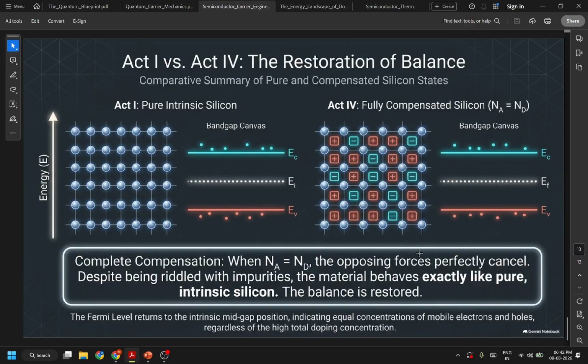So it's similar to intrinsic silicon, but it is actually compensated. So complete compensation, when Na equals Nd, the opposing forces perfectly cancel. Despite being riddled with impurities, the material behaves exactly like pure intrinsic silicon. The balance is restored. The Fermi level returns to the intrinsic mid-gap position, indicating equal concentrations of mobile electrons and holes, regardless of the high total doping concentration.